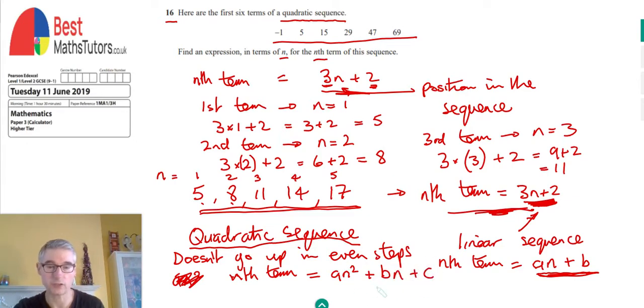So a, b, and c are numbers which we would need to find, and we've got an n squared in it. So quadratic sequences have an n squared. It's similar to a quadratic equation where that's got an x squared in it. Okay, so if you know this already, you could skip up to this point, and now I'm going to show you how to do this question. So I'm just going to clear the screen off.